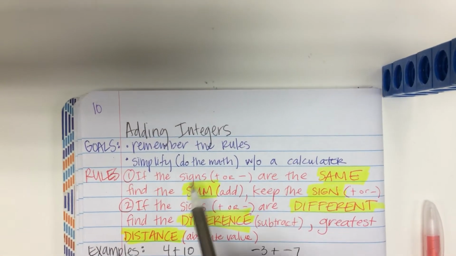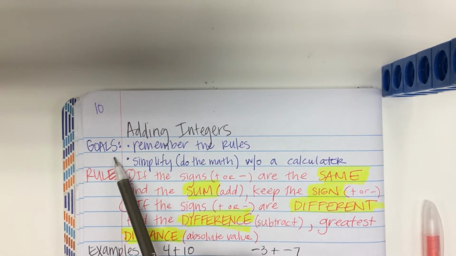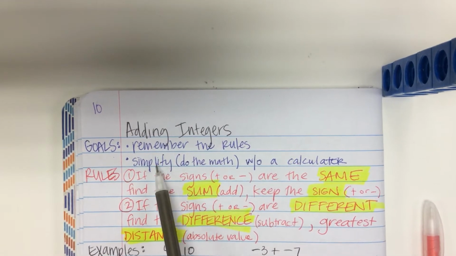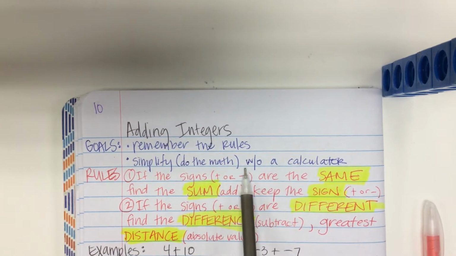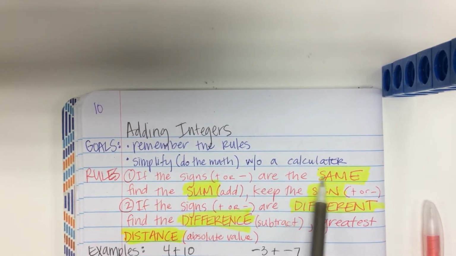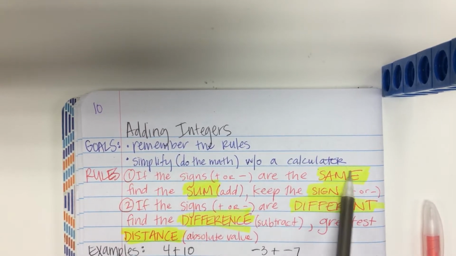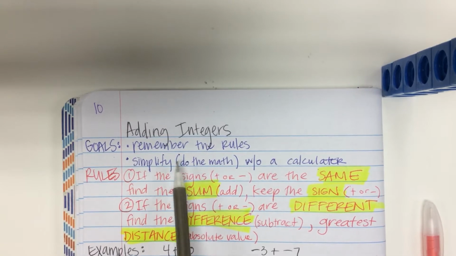All right, very quickly, since the machine turned off. Adding integers. Our goals are to remember the rules and to simplify or do the math without a calculator. Right? If you can do this without a calculator, that means you'll be able to use a calculator and know if your answer makes sense.